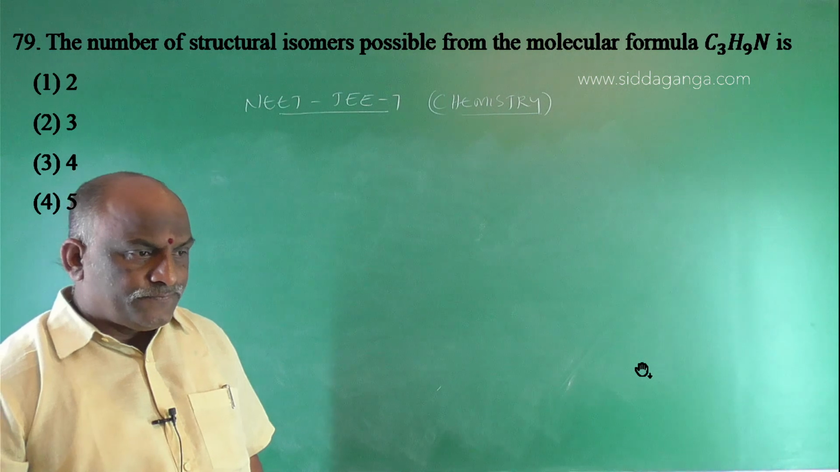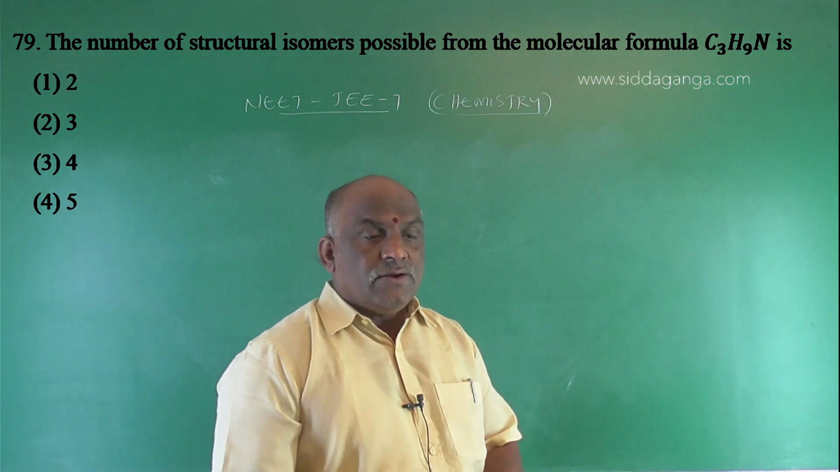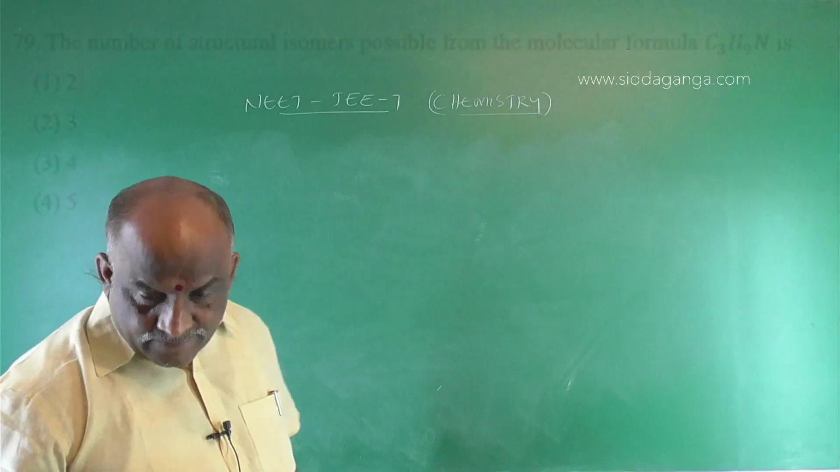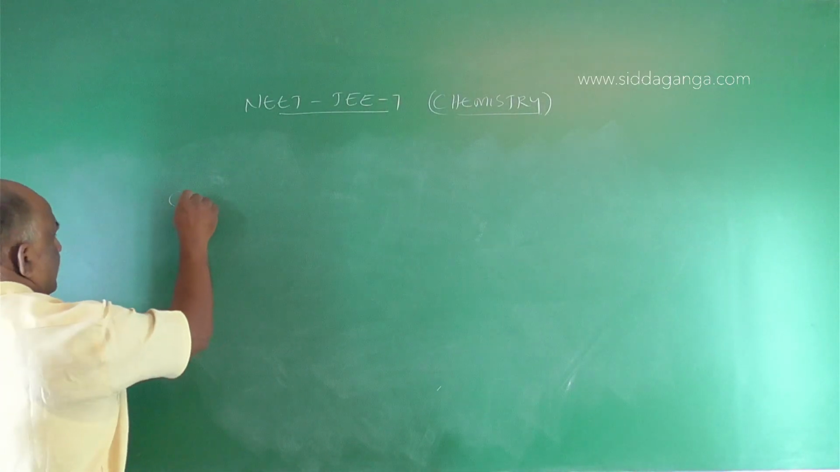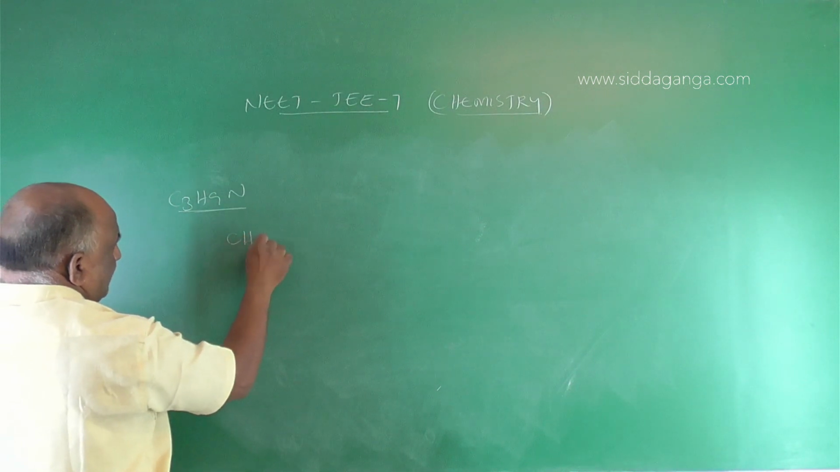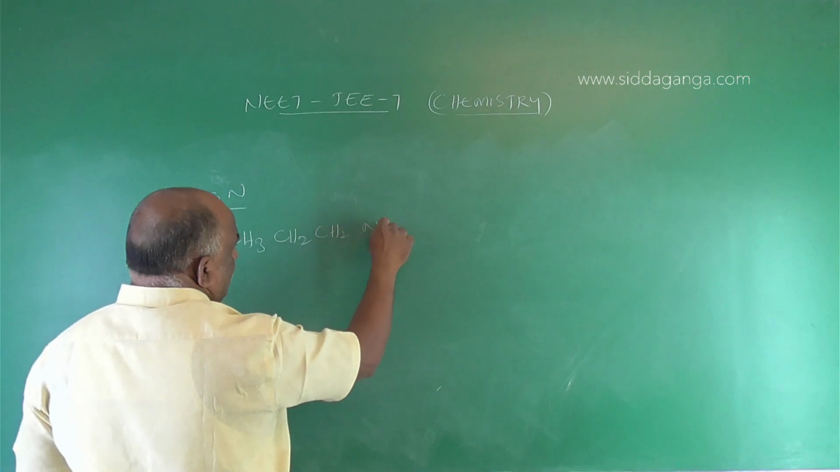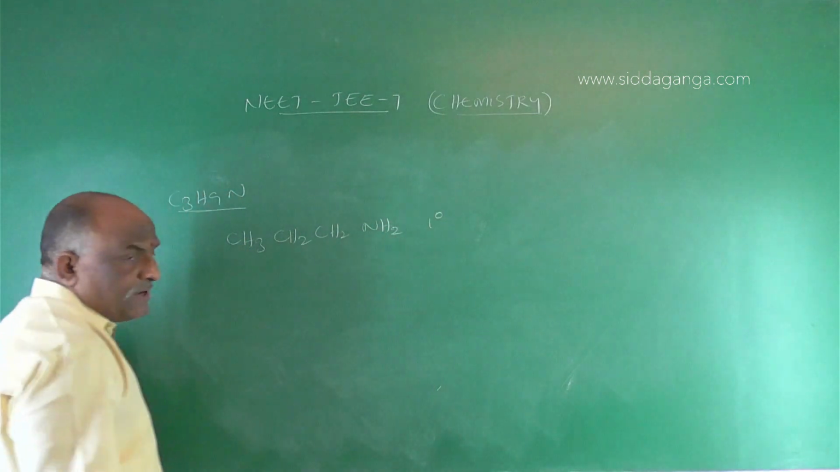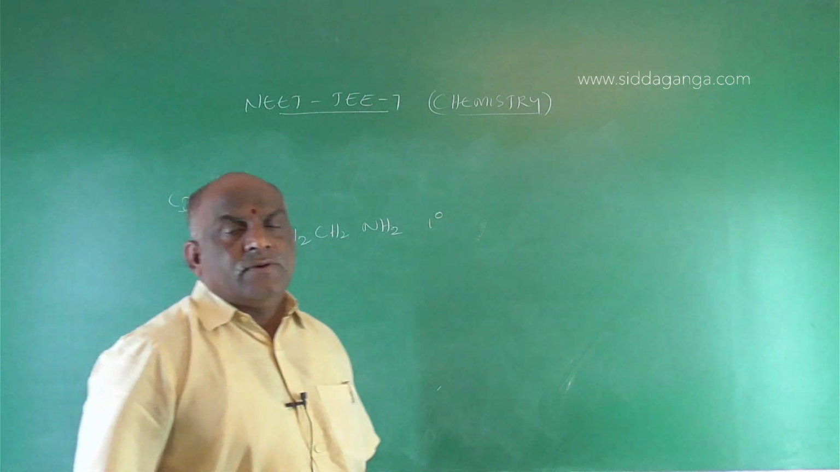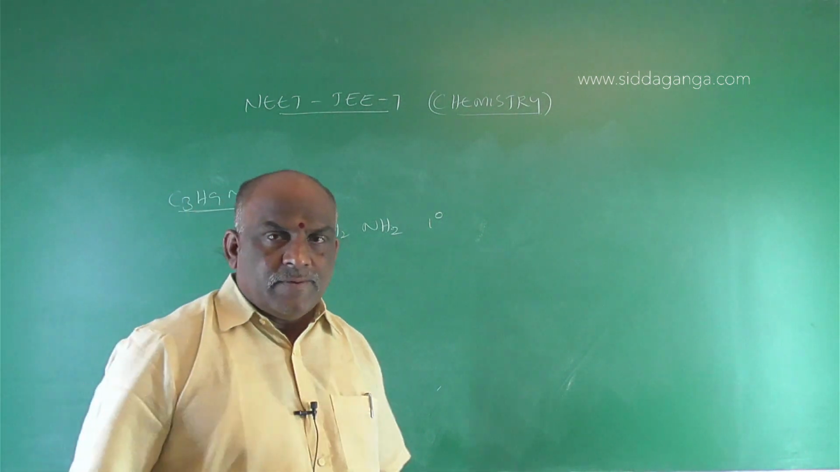Next, the number of structural isomers possible from the molecular formula C3H9N. We should write this formula like this: CH3, CH2, CH2, NH2. This is a primary amine, propylamine or propanamine, primary amine.